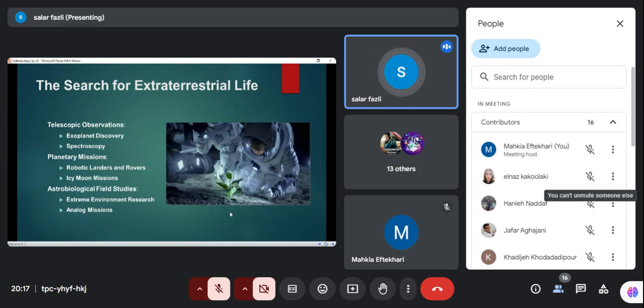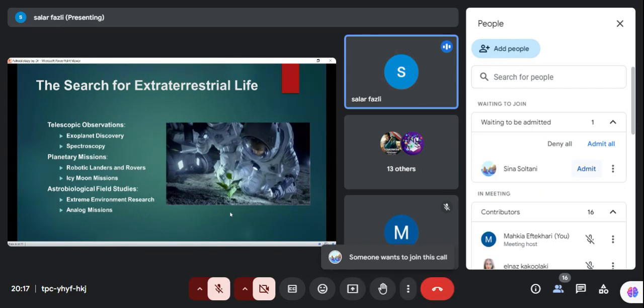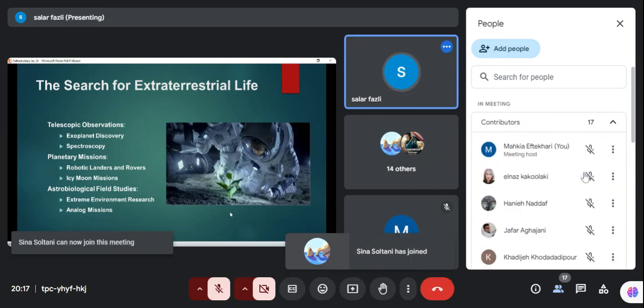So, with spectroscopy, we can detect elements in the atmosphere of each planet that we can observe. So it's going to be a great step for our knowledge to use such methods.